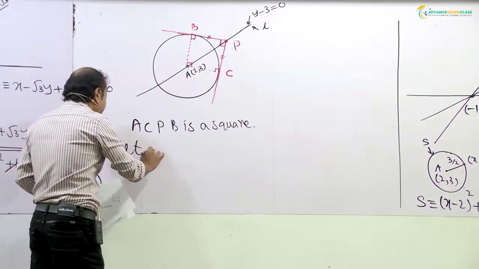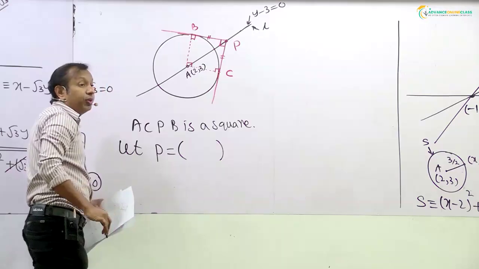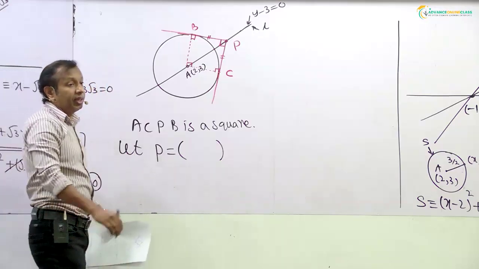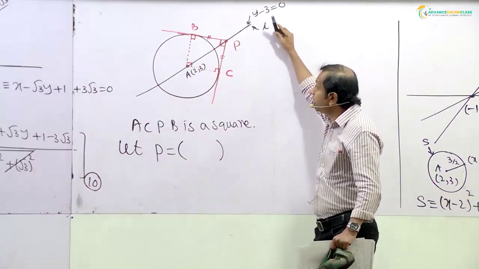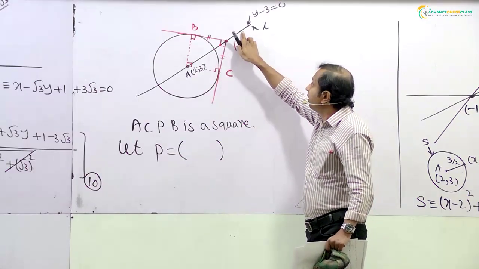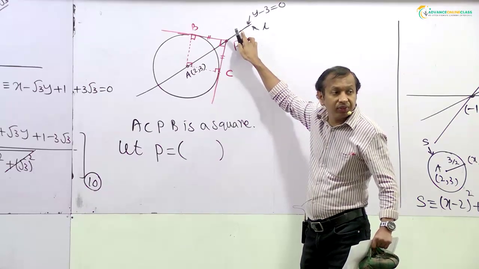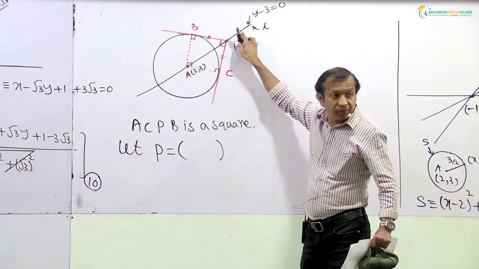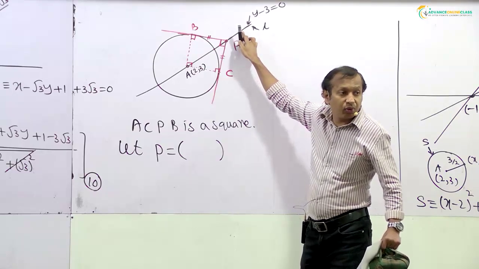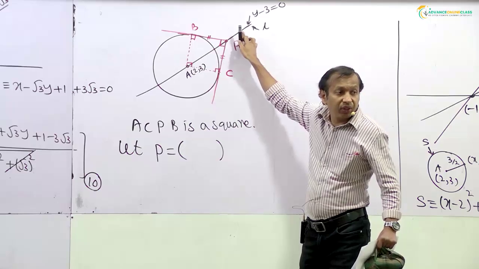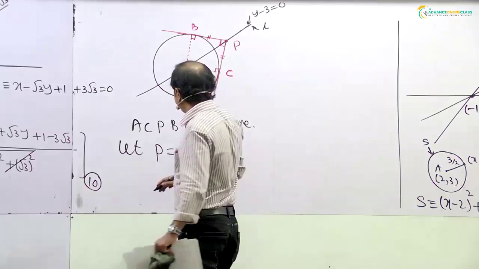Can someone tell me the way of writing the coordinates of P? P lies on the line y equals 3. What do you mean by this? On this line L, at any point, the y coordinate is 3. Only the x coordinate varies. Then how can we write the coordinates of P? The x coordinate of P we can take as alpha, and the y coordinate is 3. We can write like that, no? Alpha, 3.